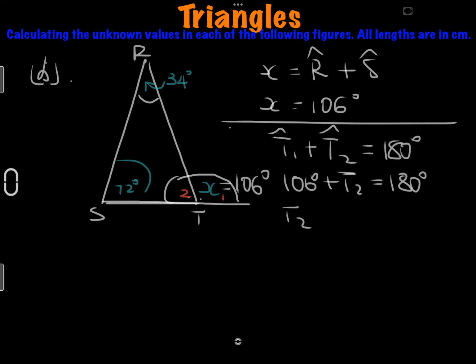So angle T2 is the subject of the formula that we need to find. We substitute this, and then we bring the 106 over to become negative 106 degrees. So angle T2 is equal to 180 minus 106, which gives us 74 degrees. So this angle here is a 74 degree angle.